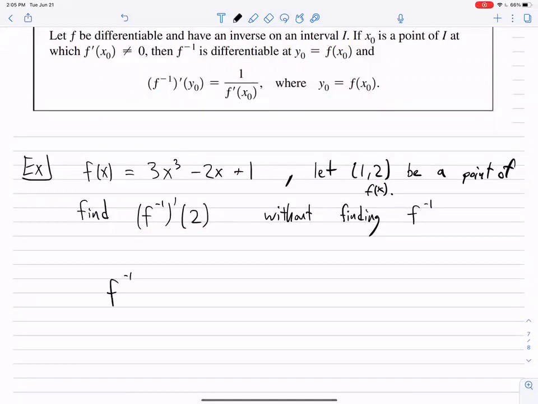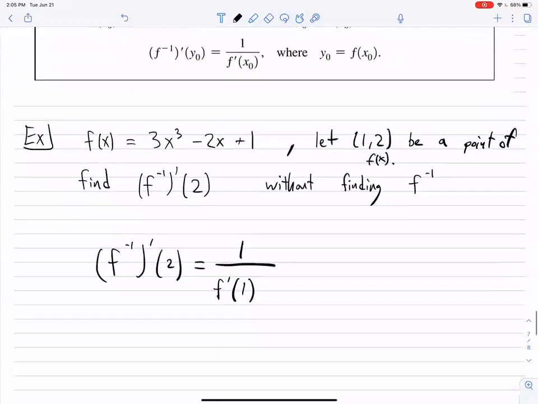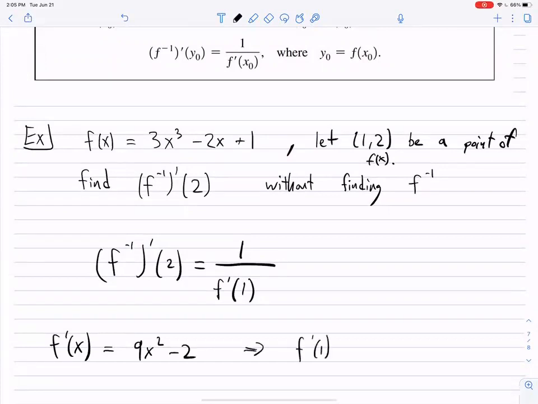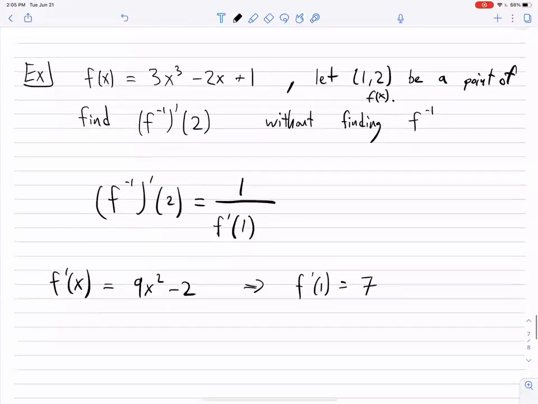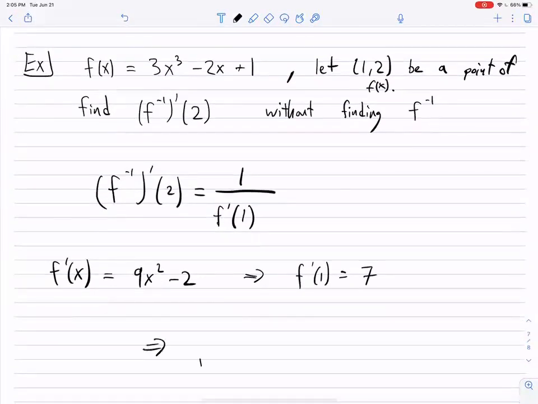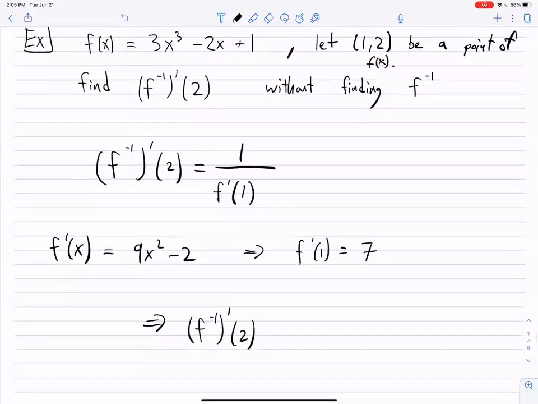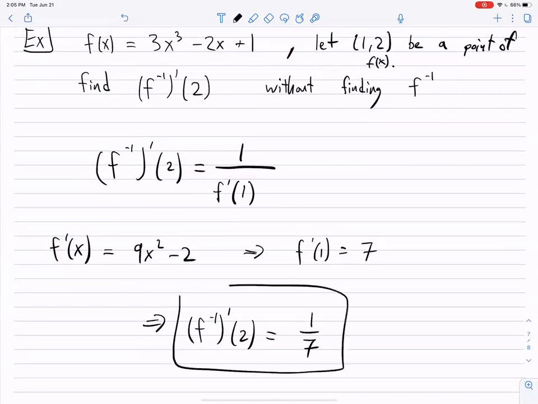So f inverse prime at 2 by definition is evaluated as 1 over f prime evaluated at the x value, which is 1. And we know what f prime of x is because we have f of x right here. The derivative is very easy to calculate. The derivative is just 9x squared minus 2. And so that implies that f prime of 1 is going to be 7. And so this all implies that the inverse function's derivative at 2, if we want to know how that inverse function was changing at the value 2, is going to be 1 over 7. And that's how you do it.